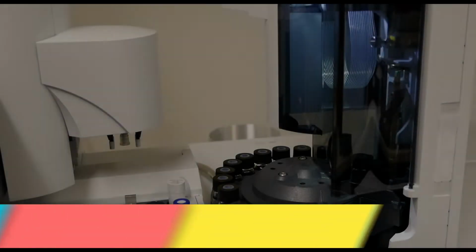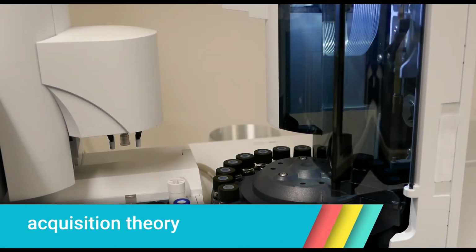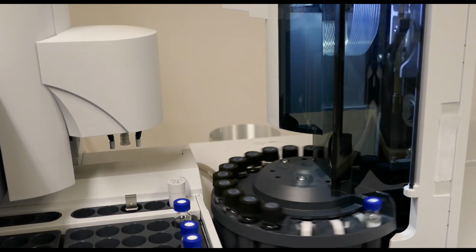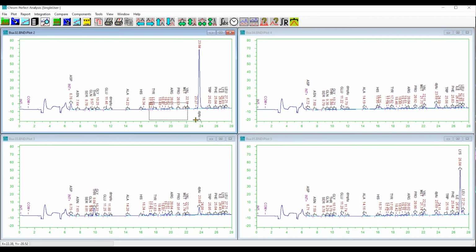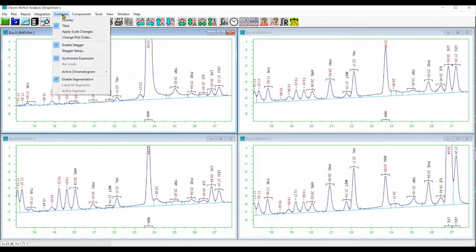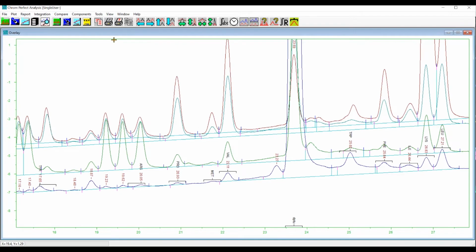Acquisition Theory. This chapter explains the mathematics behind data acquisition. The term data acquisition refers to the process that reads a signal at regular intervals and produces a digitized record of that signal. In chromatography, the signal is produced by a detector of some kind, and the record is a raw file. Detector signals are essentially continuous in both time and amplitude.